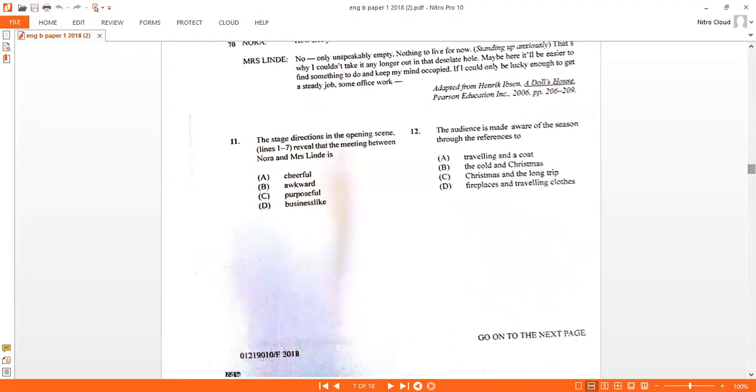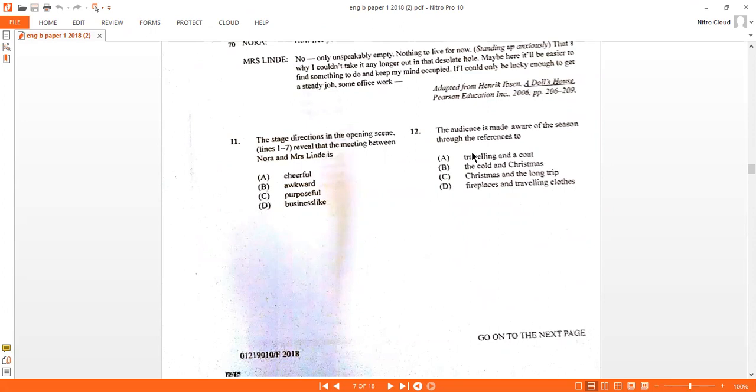Now it says, the stage direction in the opening lines 1 to 7, what does it reveal about the two characters meeting? Does it tell us that they were cheerful? No. Does it tell us that they were purposeful? No. Does it tell us that they were businesslike? No. It does show us that they were awkward. One doesn't remember the other, the other one remembers her, the next one takes a while to remember, and that kind of confusion and awkwardness between them. So the answer for number 11 is B.